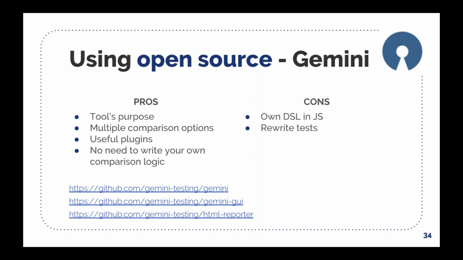And in the cons is that, as you can see, the tests had to be written in their own domain language, and it's only in JavaScript. But it's pros and cons, and maybe this is not a big problem for you, so you can actually start using this type of tool. Something that I forgot to say is that Gemini is a tool made by Yandex, the big Russian internet company, and it's extremely well supported and extremely well documented.